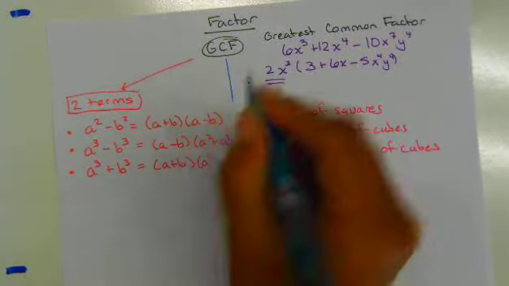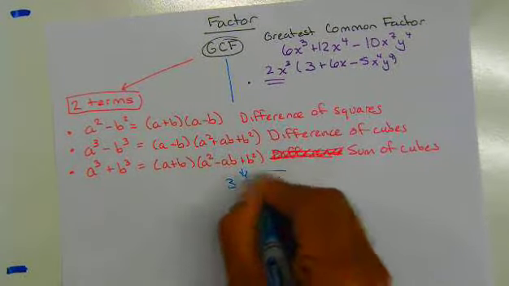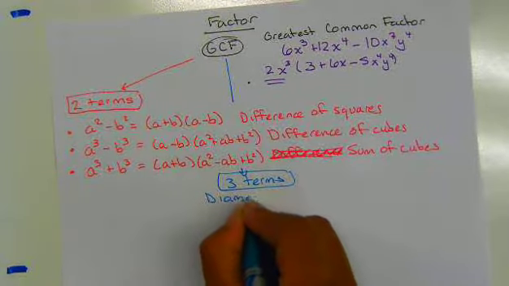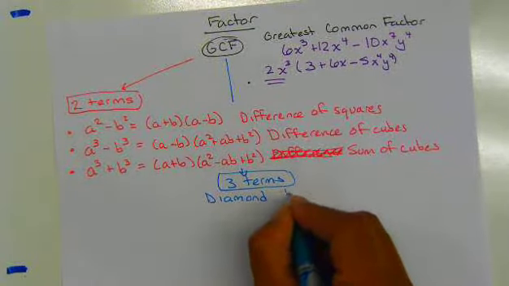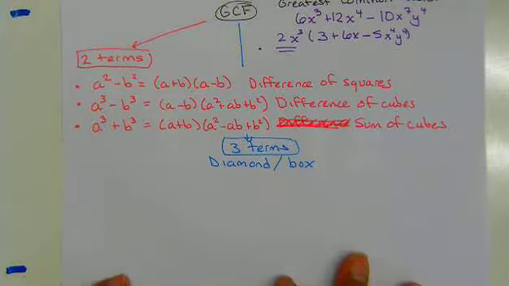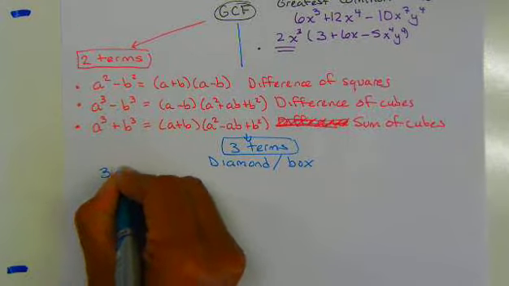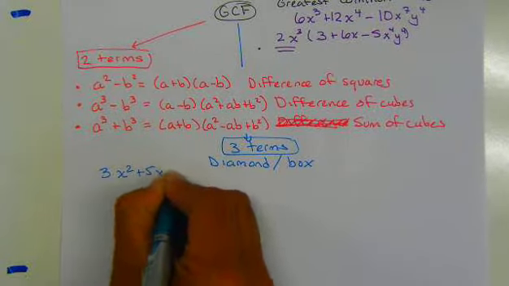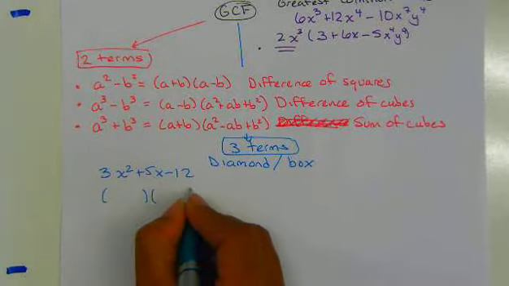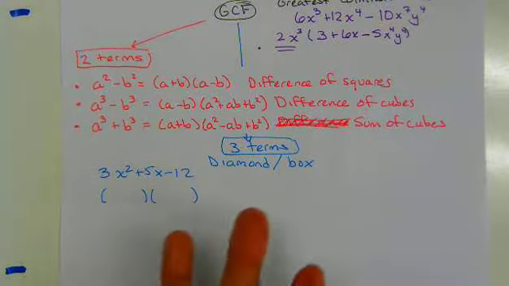And this next one you've done a ton of, and this is when you had 3 terms. And this is using a diamond and a box. So the diamond box method is taking a trinomial like 3x squared plus 5x minus 12, and you need to factor it. You should realize that your final answer is going to look like this in some kind of parentheses if you're asked to factor it, or if it's factorable.